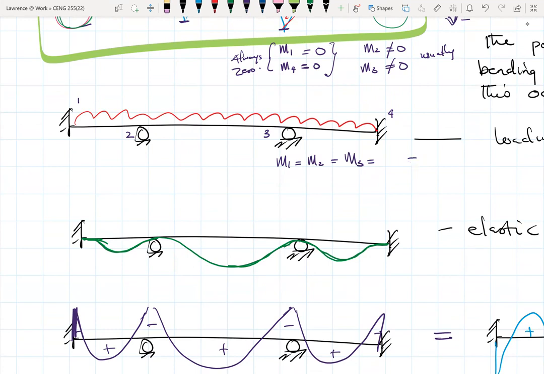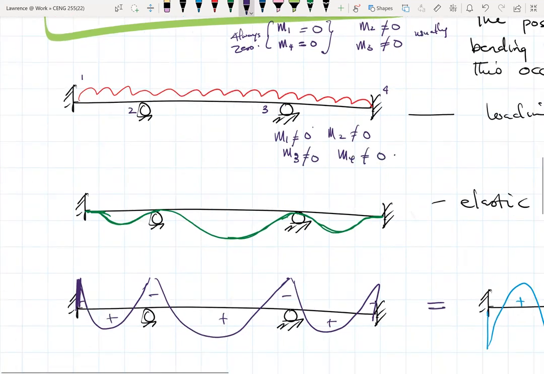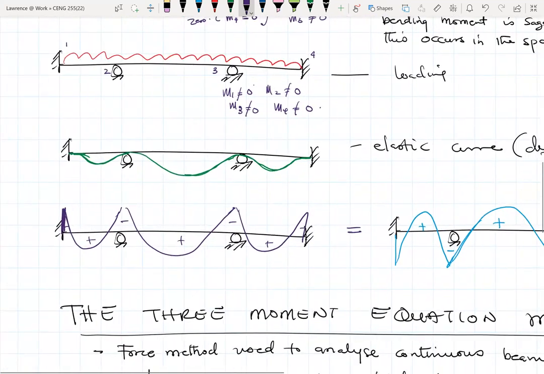Normally it's wrong to write it this way. M2 will not be equal to 0 because they could have different values, so you cannot equate them to be the same. M2 will not be equal to 0, and M4 will not be equal to 0.